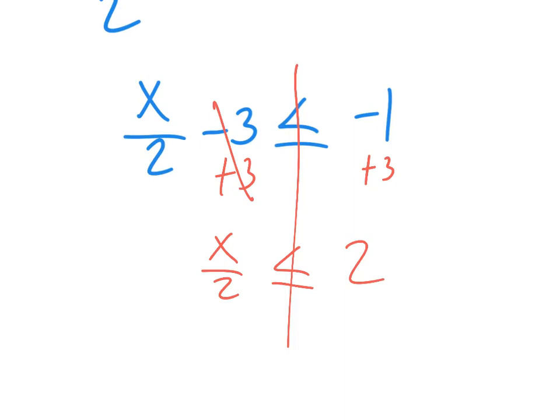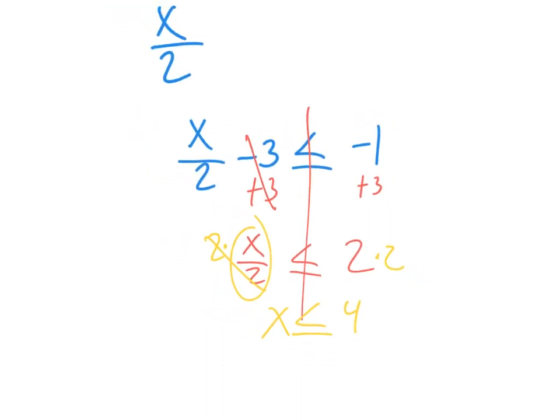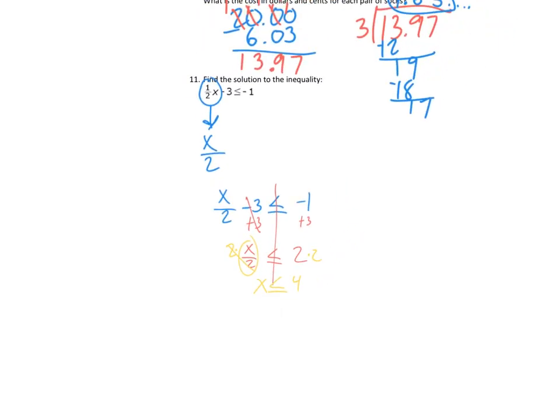So that's division. This part right here is division. So I'm going to multiply both sides by 2 to undo that. And now I'm left with x less than or equal to 4. If you have questions on that part, guys, you got to come ask me because I want to help you out with those.